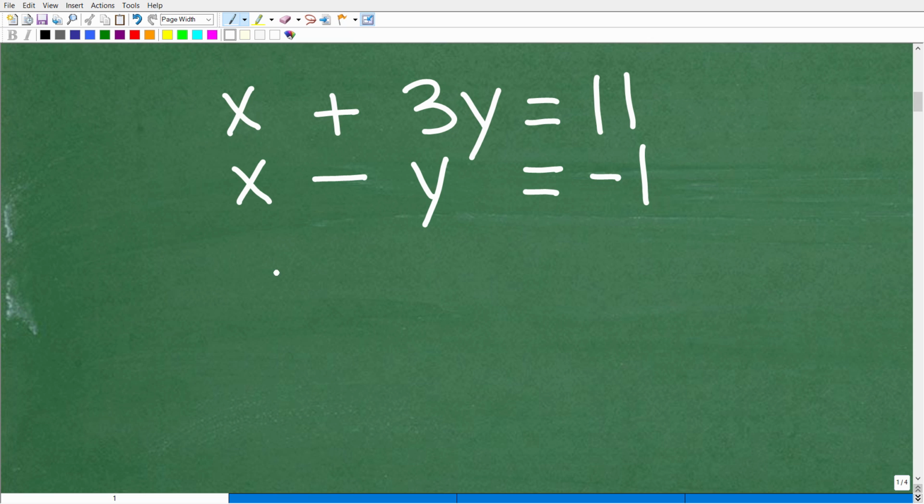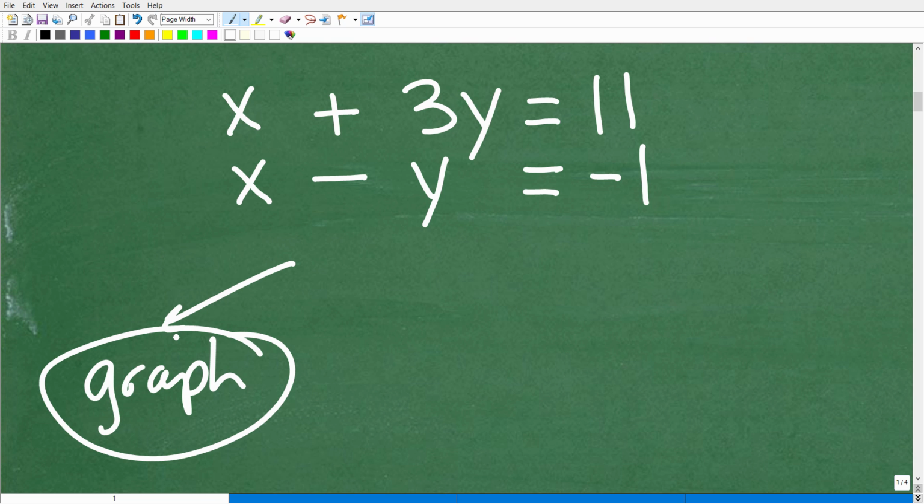All right, so the first thing I could do is I literally could graph these lines. I can get myself some graph paper and be really, really neat and organized and look for that point of intersection. Now, this is, in fact, a method that you do learn in algebra, but it's not a practical method for a number of different reasons. But again, it is an option.